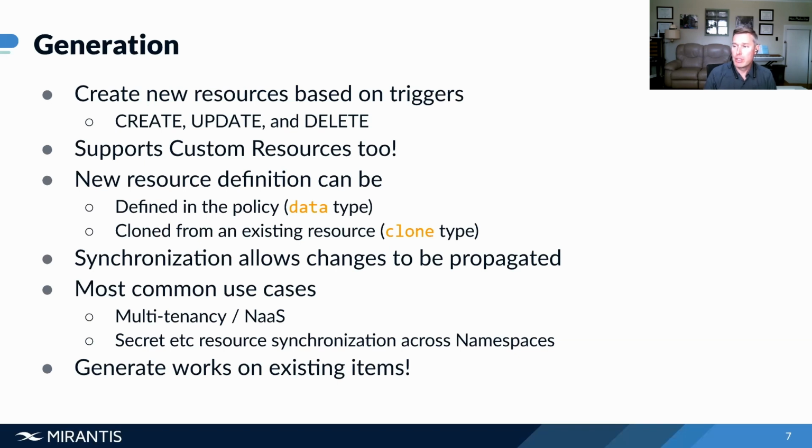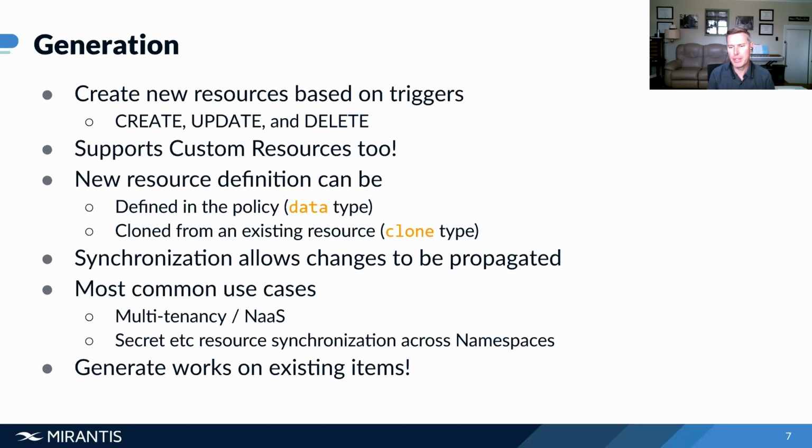New resource definitions that will result in the generation, you can define them in the policy itself, and this is called a data type. This is where inside of the policy definition, you declare what the resource looks like. So the spec field and whatever else, you put all of that data in the policy inline, or you can clone it from an existing resource that's out in the cluster. You can say where that resource is and what type it is, and that you want to simply pick that up and copy it down a number of times.